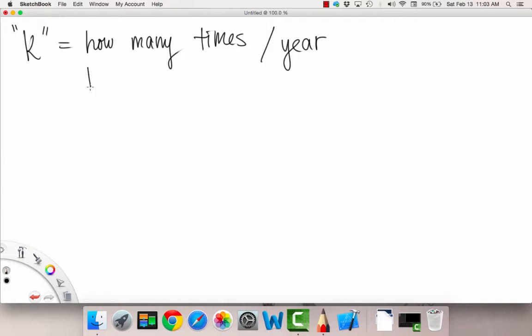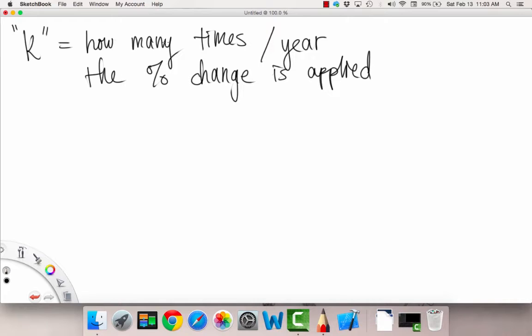Alright, so this k thing, like I said, is the number of compounding periods in 1 year. So what does that mean in plain English? This just means how many times per year the percent change is being applied, okay?